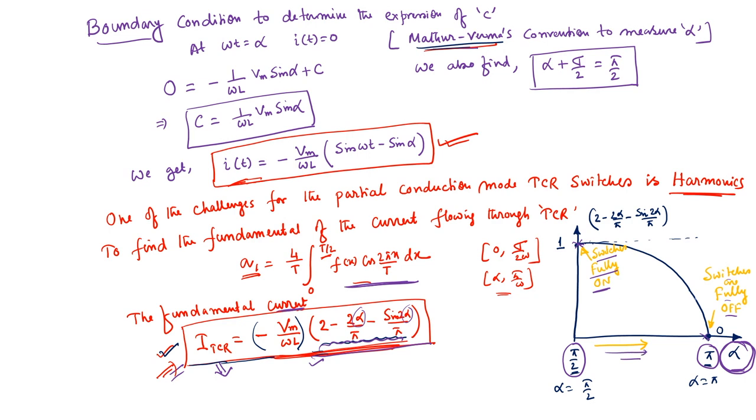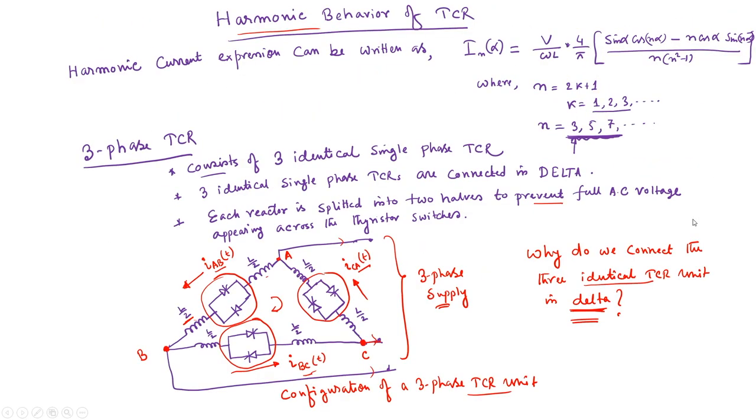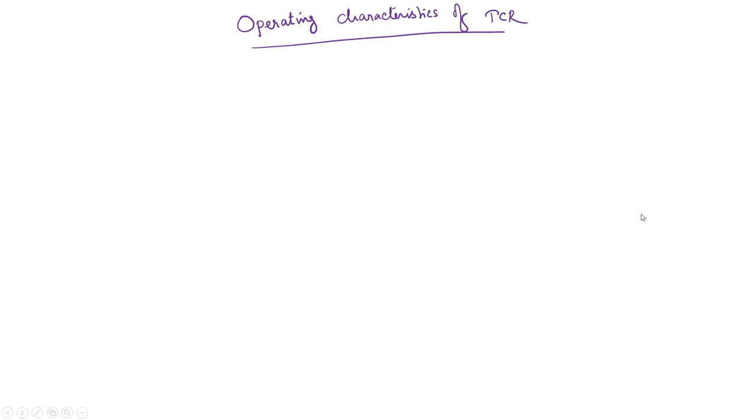This is actually happening because of the change of the susceptance value, because the system voltage where this TCR is kept may remain constant. We will assume that it remains constant. Therefore, due to the variable susceptance of the TCR, this fundamental current is changing. Today we will try to understand the voltage current characteristics of the TCR. As we discussed, we consider the TCR as a simplified model, ignoring the step down transformer.